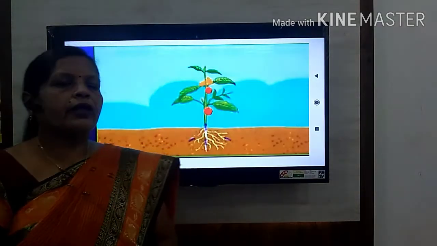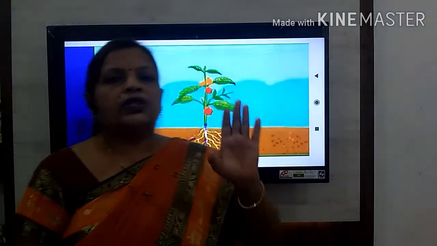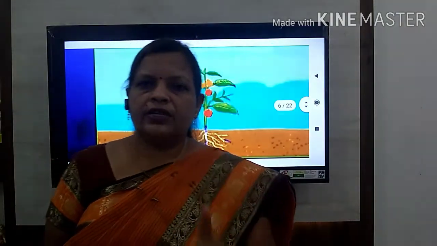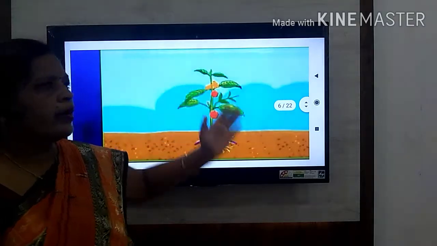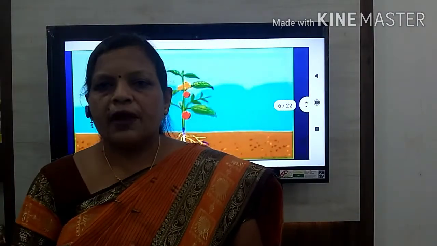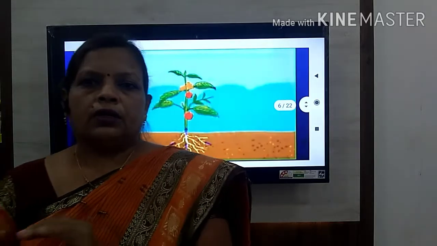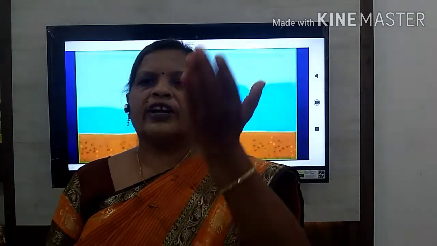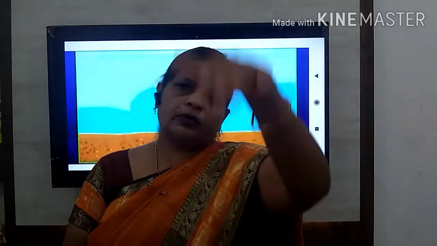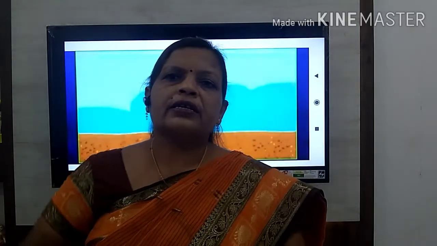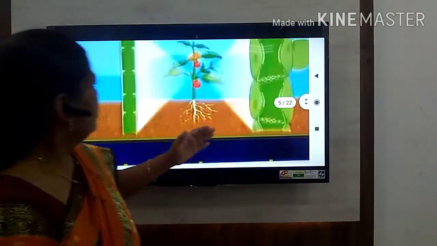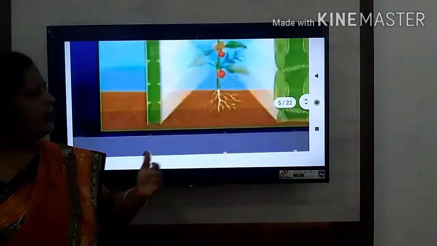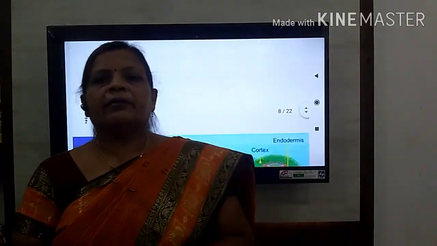Root pressure is responsible for the transport of water in the case of small size plants like rose and ocimum. All these are small size plants which are present in our locality, and in these plants root pressure is sufficient for the movement of water from the root up to the top of the plant. But what happens in the case of very big size trees? For example, a mango tree. Mango tree, banyan tree, which are big size trees.